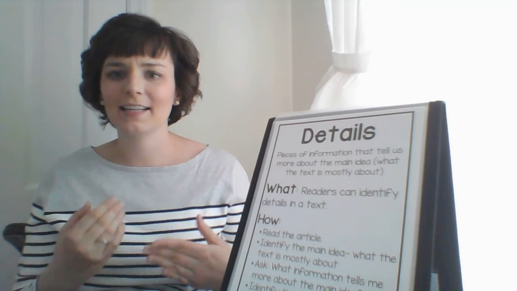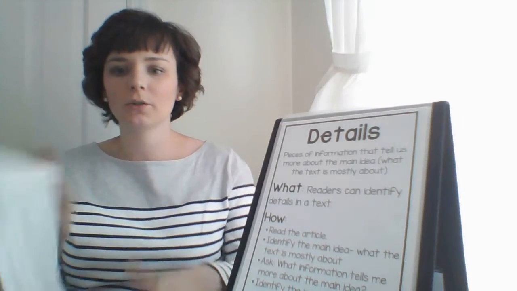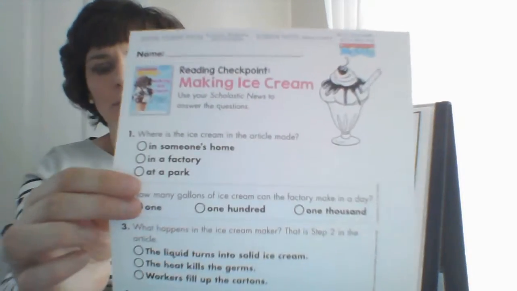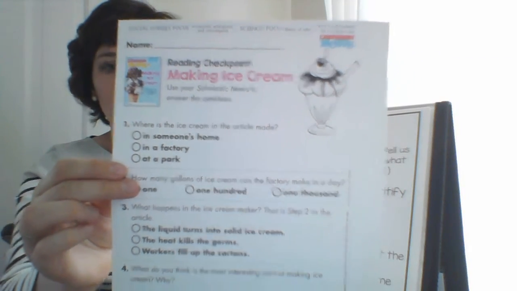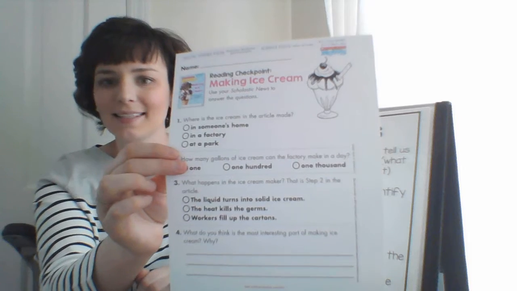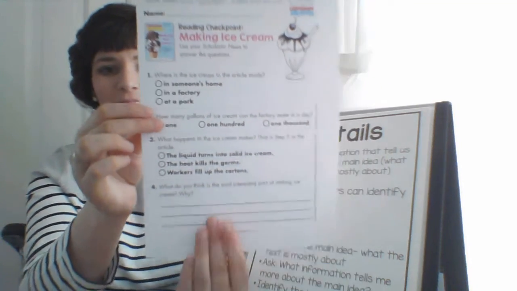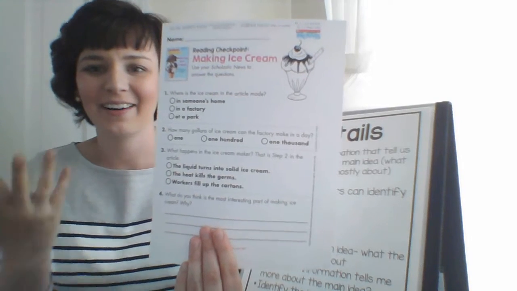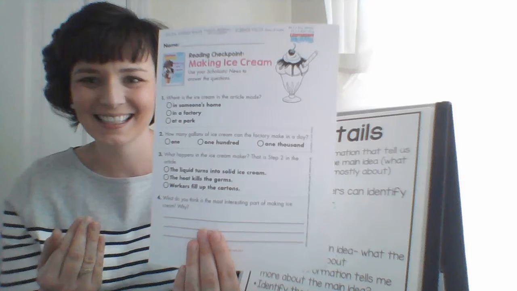Now we're going to identify details that tell us more about our main idea. We're going to do that by using our reading checkpoint sheet to figure out what important details are in the article. If you need to grab this, you can pause the video or get your blank sheet of paper so that you can jot down the answers. All right, friends, ready to start answering our questions and identifying the details?